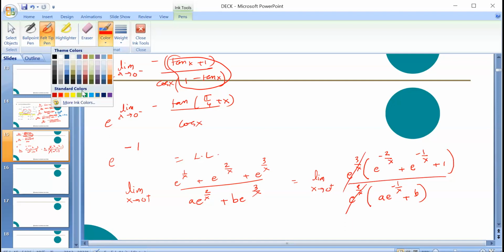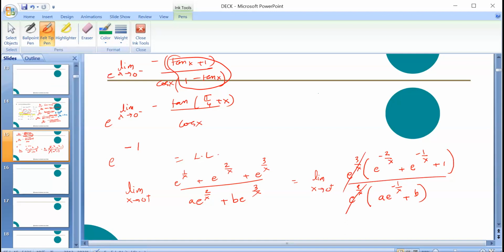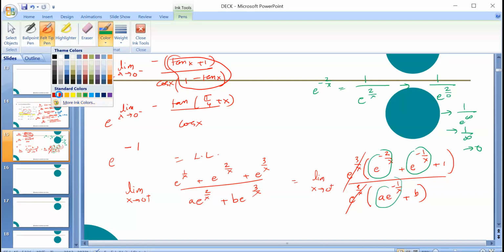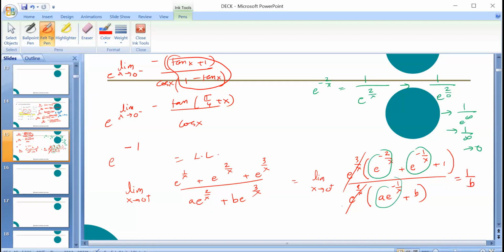So I'll tell you one thing, the remaining you can imagine. If you take e power minus 2 by x, it is 1 by e power 2 by x. When x approaches 0, it is e power 2 by 0. That is 1 by e power infinity, that is 1 by infinity, that is 0. So this will become 0, this will become 0, this will become 0. What is left? Just 1 by b.